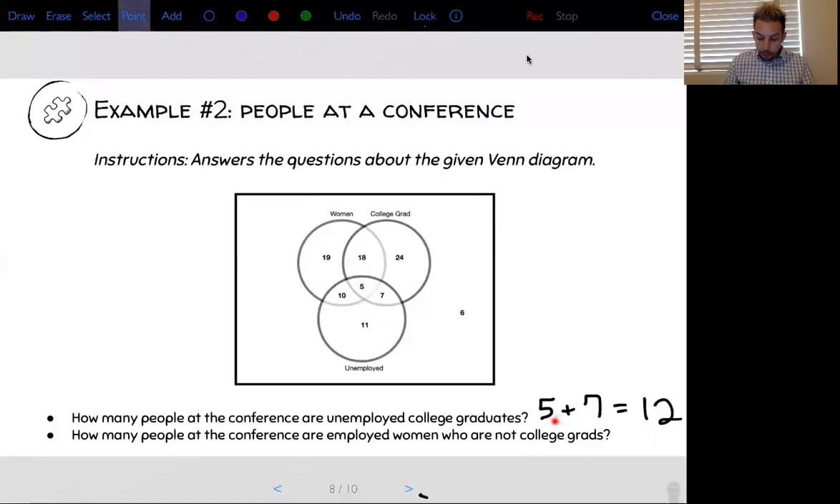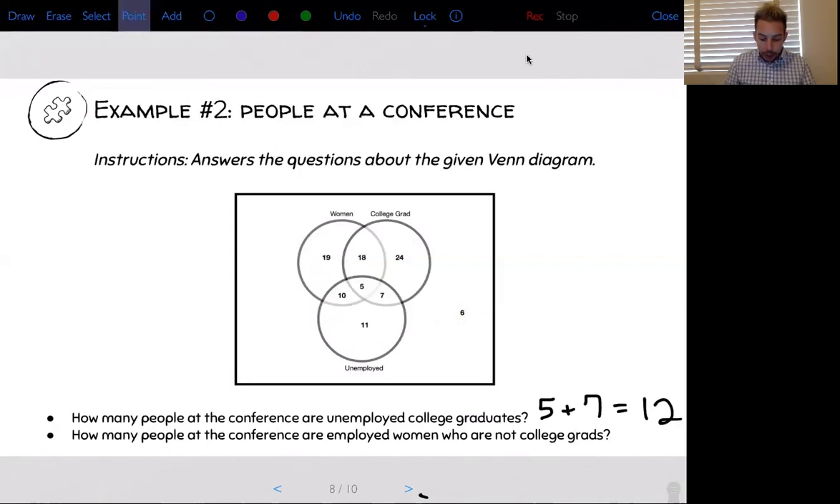Also, we know that you are not a college graduate, which means you are not allowed to be in this top right circle either. So you are out of there. So really all we have left is this 19 right here and this 6 on the outside. Don't forget about that 6. Sometimes you may have to include it.